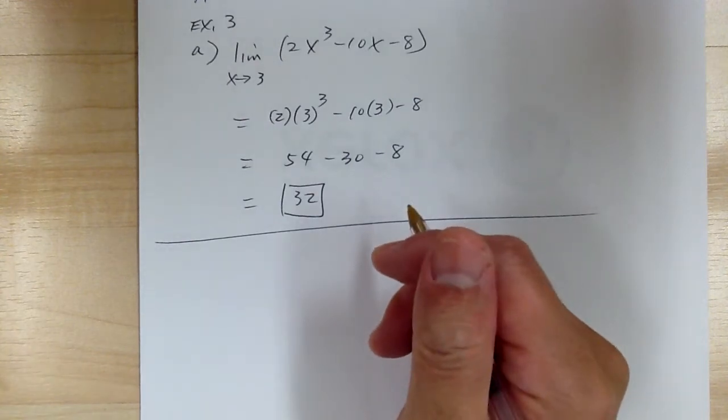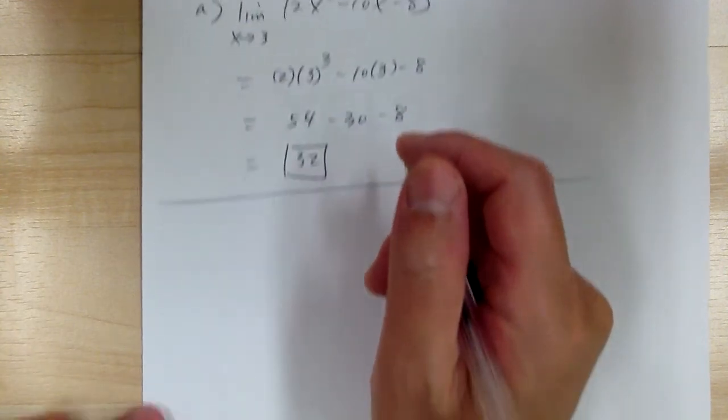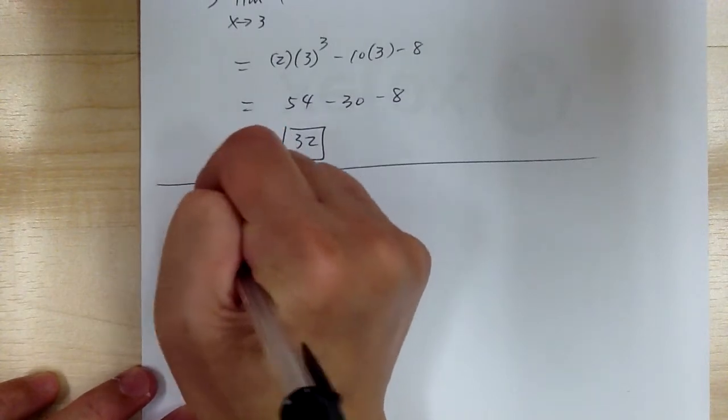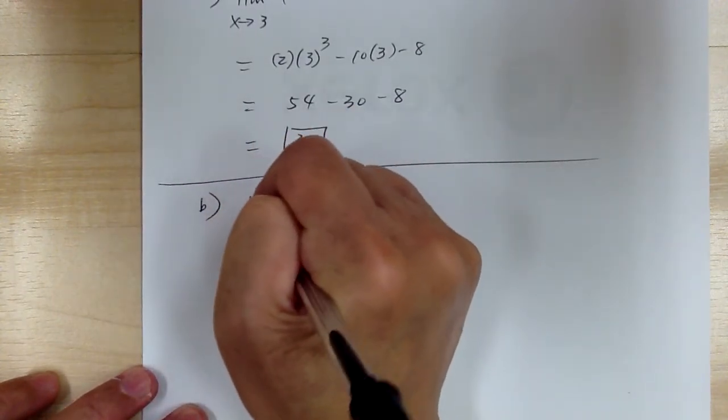And then that's it. So you don't have to make the table all the time. You want to use the table as a last resort. Okay. So let's go to B.